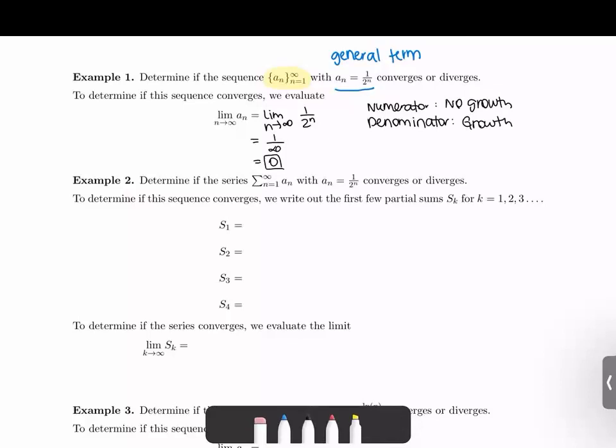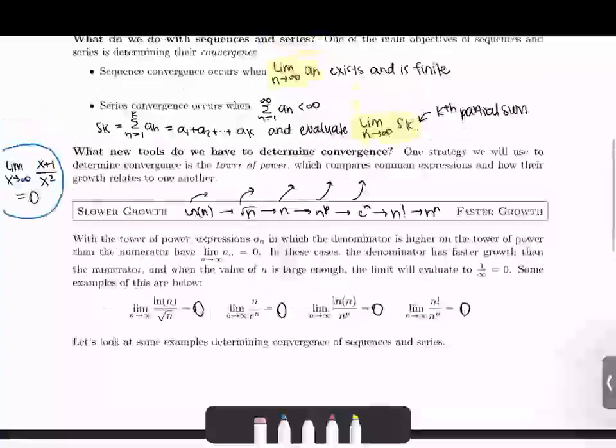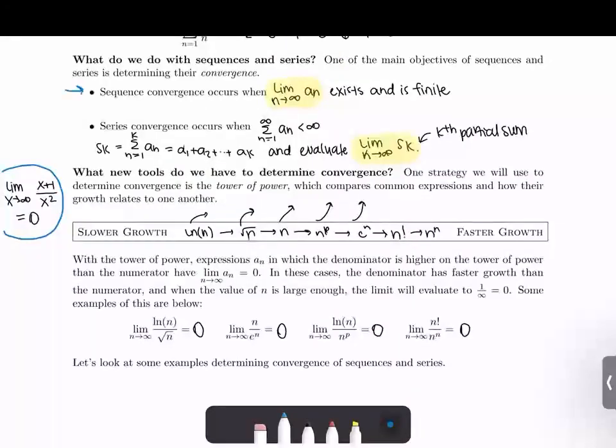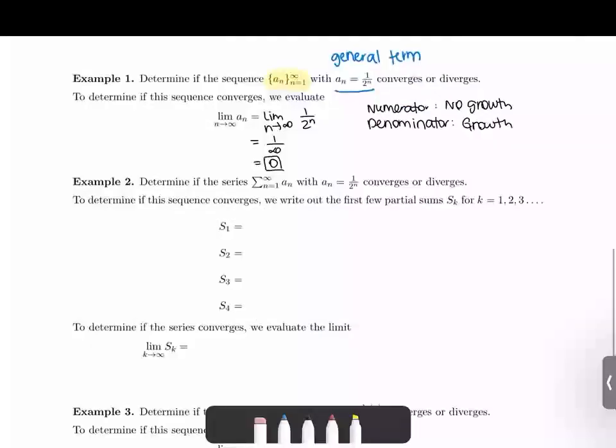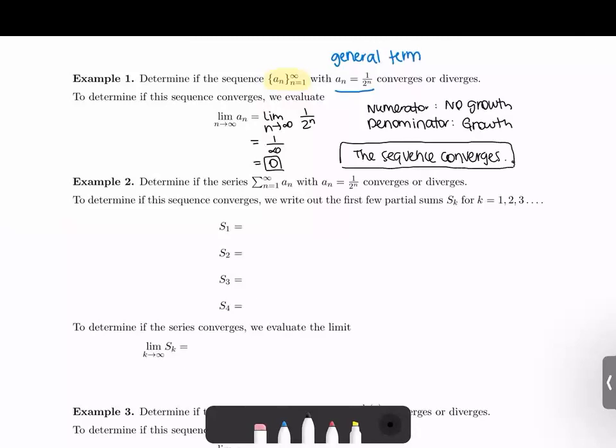And now we say, okay, well, what was my conclusion here? So remember that a sequence converges if this limit exists and is finite. So this limit is 0, so that exists and is finite. So our conclusion here is that the sequence converges. Okay, so our conclusion there is the sequence converges because that limit exists and is finite. So determining convergence of a sequence can be short and sweet. Just take the limit and see if it's finite or not.